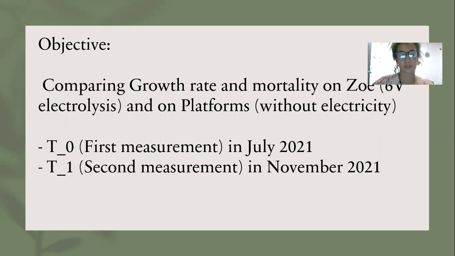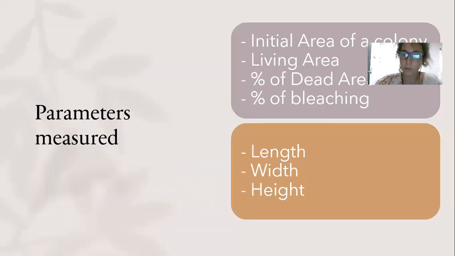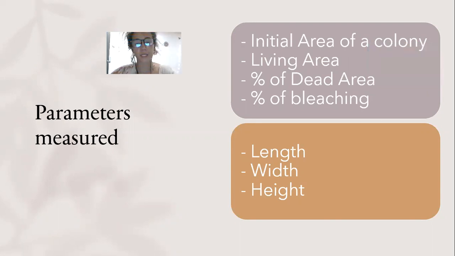The first measurement was made in July 2021, and the second measurement we'll be doing will be in November 2021. So right now, we are going to analyze the data of July 2021, the T0, the first measurements. So what do we measure? We measure first the initial area of a colony, which is the whole coral with the living area, and if there is also the dead area.